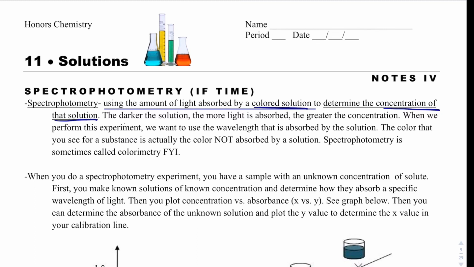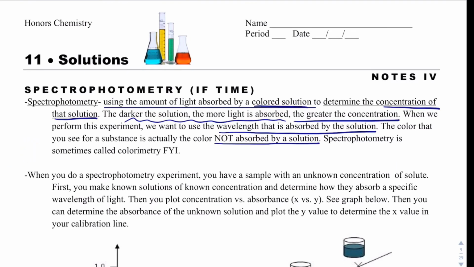Okay, so the darker the solution is, the more light that it's going to absorb, and thus the greater concentration that's going to be present. Now, when we perform an experiment with spectrophotometry, which will be hard to understand through this video, but hopefully you'll get when you do your labs, we want to use the wavelength that is absorbed by the solution. The color that you see, so for example, if I have blue here, just because we see blue, that actually is not the color that's being absorbed.